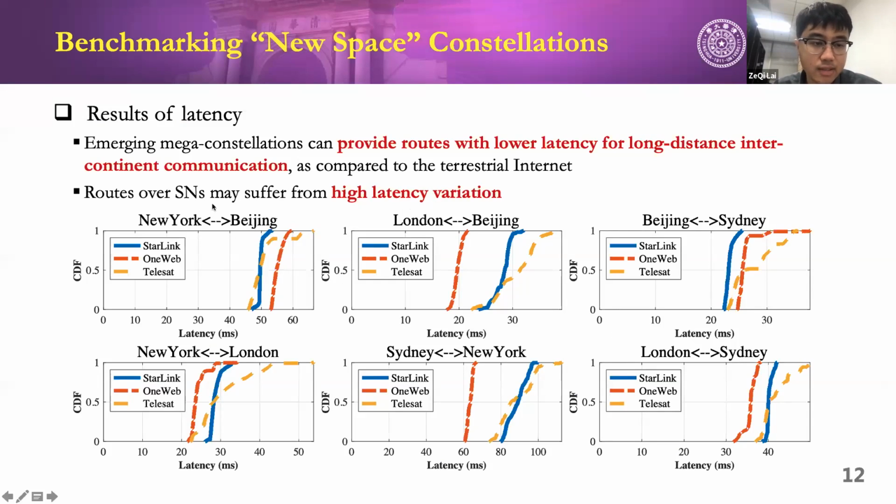Routes over the satellite networks may suffer from high latency variation. This is because the satellites move at high speeds in space, and the physical distance between 2 nodes is enlarged and shortened over time, resulting in the latency change. Moreover, the variation is highly affected by the topology design of the constellation. An even constellation pattern like Starlink can obtain lower latency jitter as compared to Telesat.